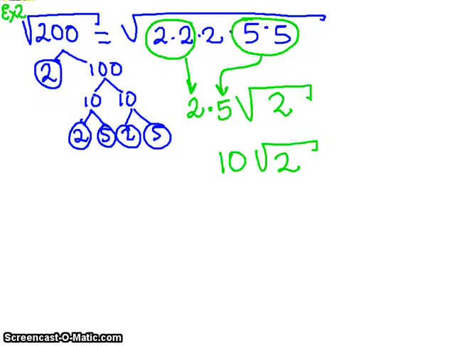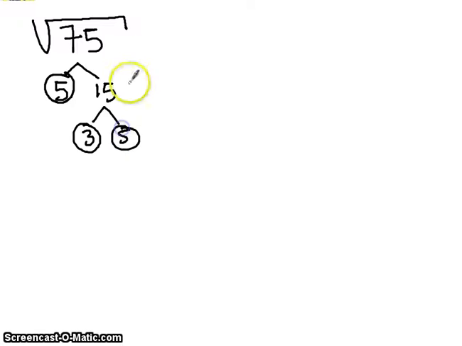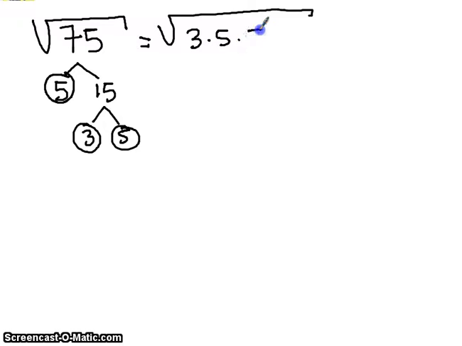Let's do another example: the square root of 75. Okay, 75 is not a perfect square, but any number, remember, that ends in 5 can be divided by 5. Okay, 5 times 15 gives me 75. 5 is prime, and 15 is 3 times 5. So the square root of 75 is 3 times 5 times 5.